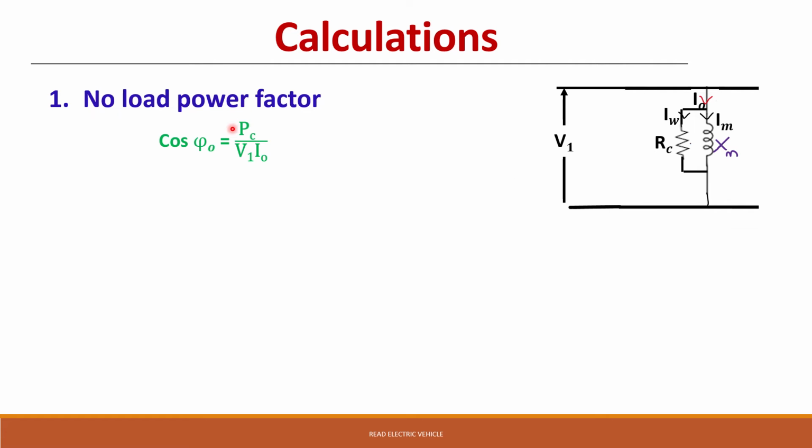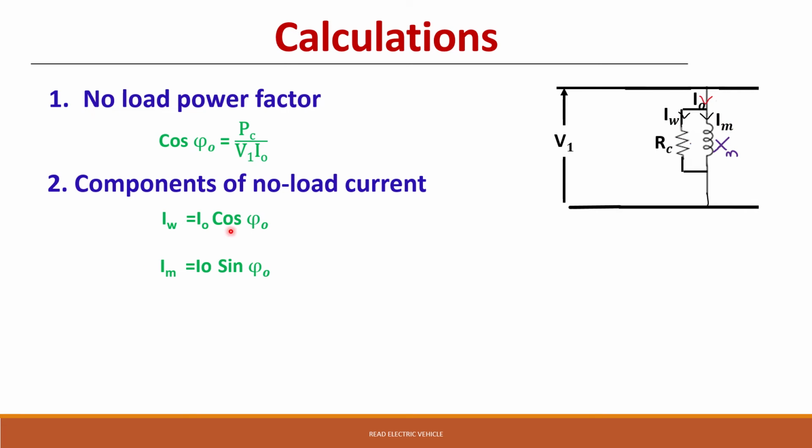So the no load power factor cos phi naught is equal to PC by V1 I naught. This is the wattmeter reading divided by the voltmeter reading into the ammeter reading. So this will give you the power factor. Then we know there are two currents here. I naught is divided into two currents, IW and the magnetizing current, IM. So IW is equal to I naught into cos phi naught, and Im is equal to I naught into sin phi naught. So you will get these two currents.